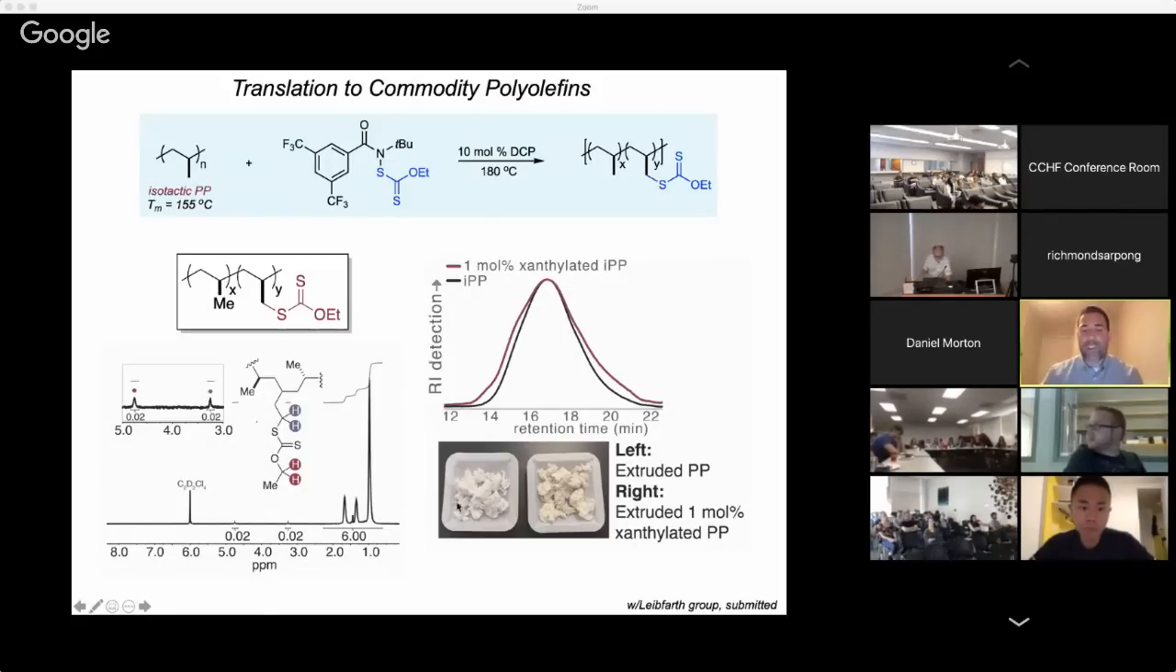And looking at actual pictures of the compounds, on the left here is the extruded polypropylene. The xanthylated polypropylene has that sort of yellow tinge. This is 1% functionalized, and it now changes the physical properties of the polymer pretty significantly. The functionalized polymer now adheres to glass twice as strongly as the simple polypropylene does. So that's a nice proof of principle. We're really excited about different applications of this in the future.